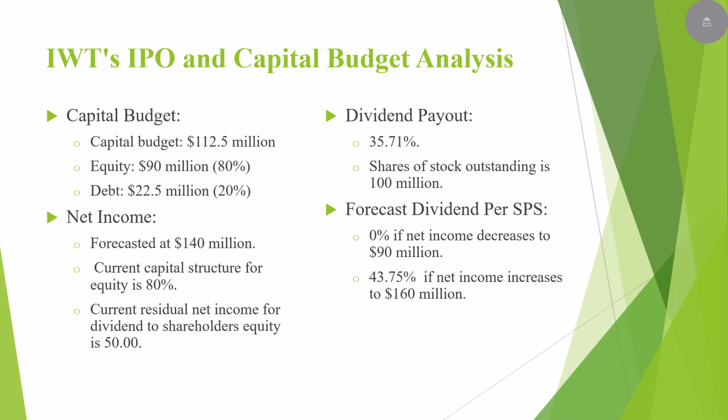However, if income falls to 90 million, the company would not generate enough residual net income for dividends. Therefore, there is no forecasted DPS. On the other hand, if net income rises to 160 million, the residual net income available for dividends would be 70 million, allowing for a higher DPS and a payout ratio of 43.75%.